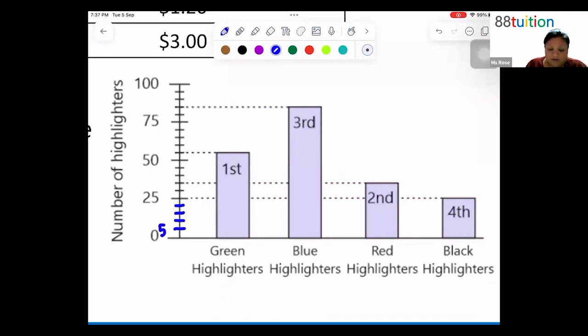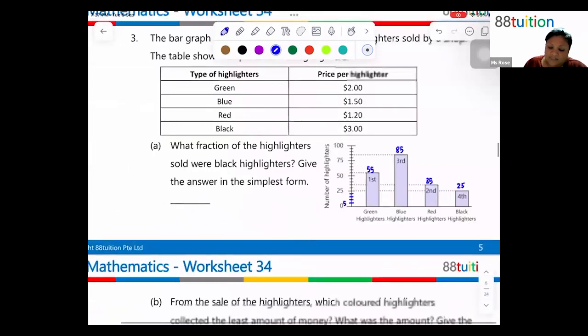Can anyone tell me how many green highlighters there are? Thank you, Ashika. So there are 55. How many blue highlighters are there? Thank you, Tammy. 85. And how about the red highlighters? Thank you, Kian. That's 35. And how many black highlighters? Yashika, thank you. So that's 50. Sorry, 25. Okay.